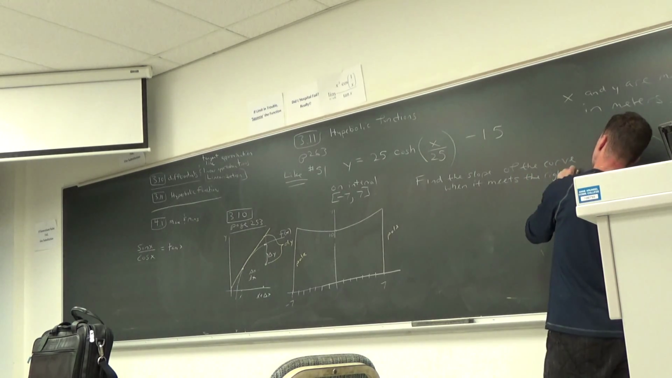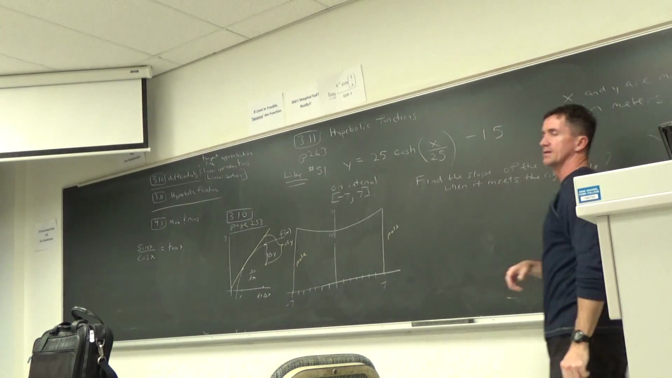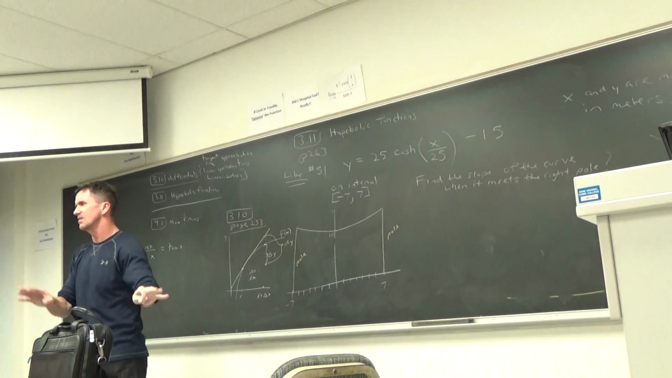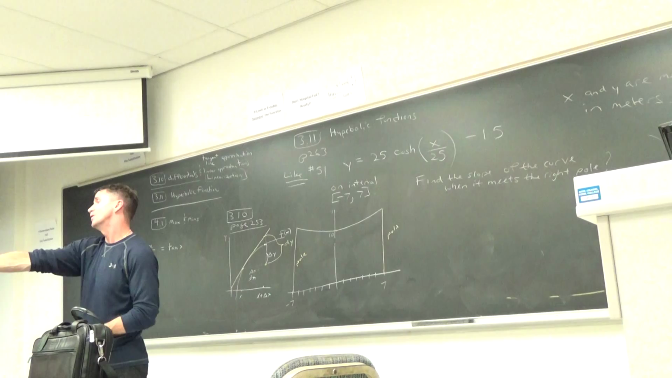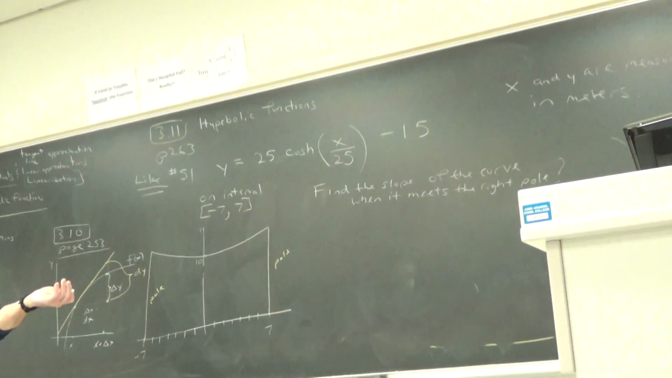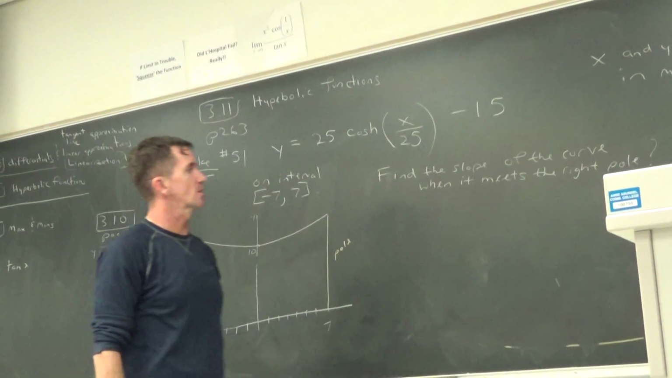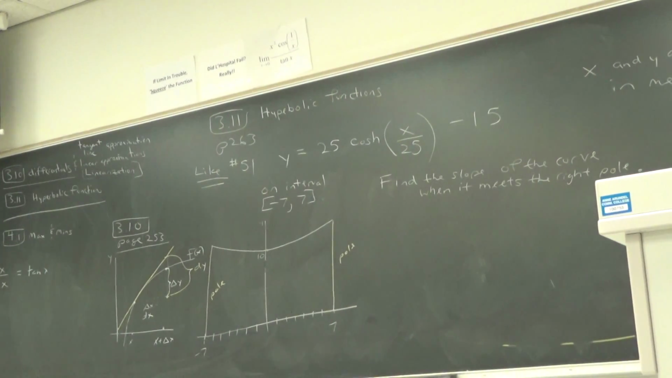I like this. If we're only allotted a little time out of the course syllabus, they just spend like a half hour in a section. We'll hit hyperbolic sine, hyperbolic cosine, their derivatives, and we'll do an application problem. It's kind of fun. So we're going to find the slope of the curve when it meets the right pole.